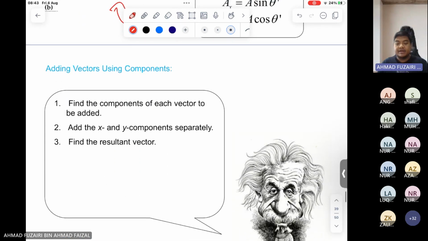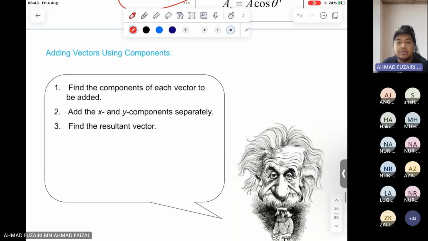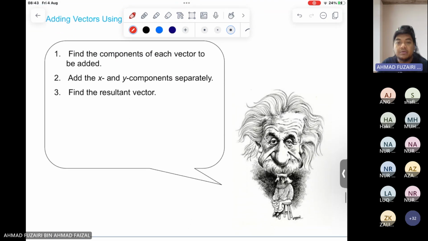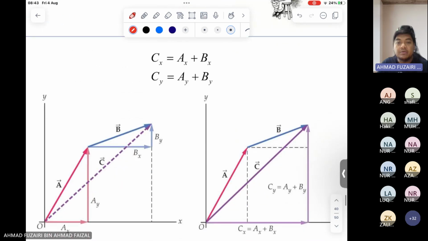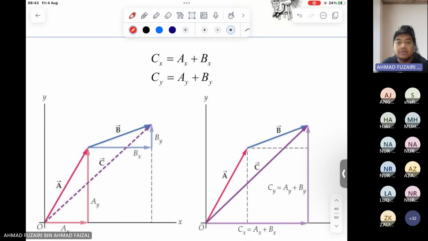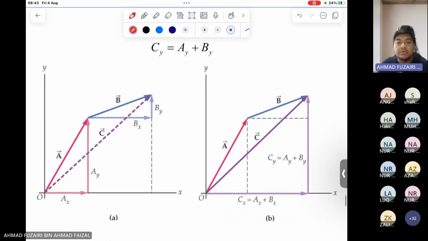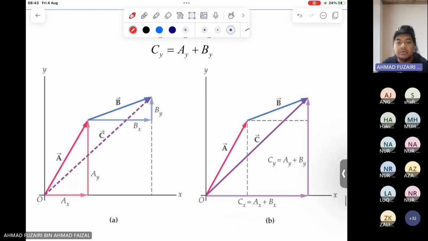Okay, so how to add the vectors using components? Find the components of each vector to be added. Okay. Ini berbeza sikit. Okay, we can still have time. So, okay, macam mana kita nak tambah vektor menggunakan komponen? Okay, tambah vektor menggunakan komponen.